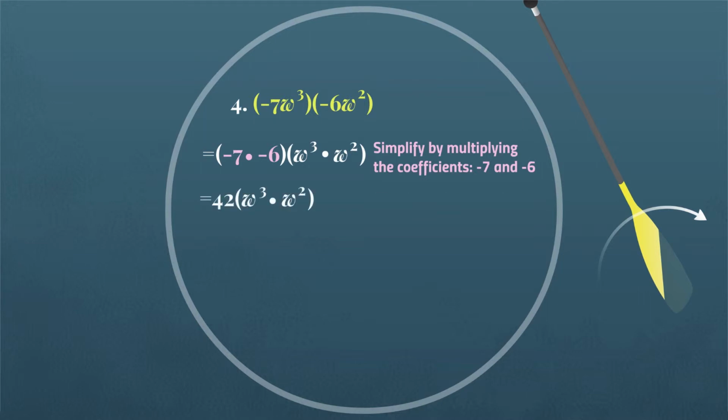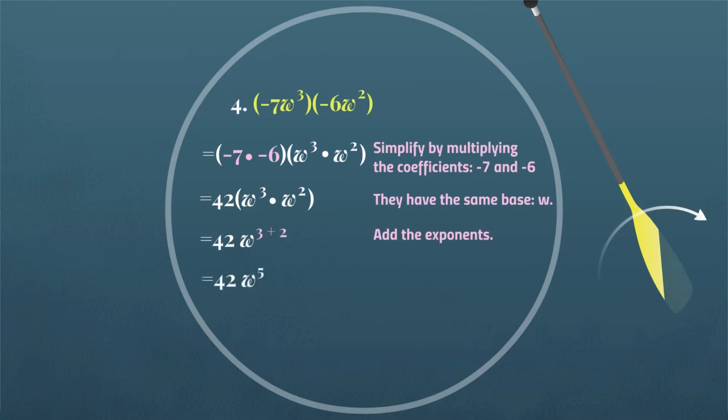The bases of the powers are both w. So we just add their exponents. Their exponents are 3 and 2. Adding them gives us 5. And then putting our answers all together, we finally get the final answer, 42w to the 5. Thus, negative 7w cubed times negative 6w squared is 42w to the 5.